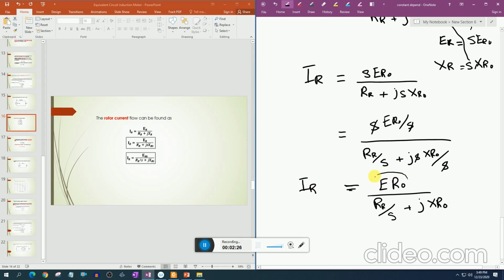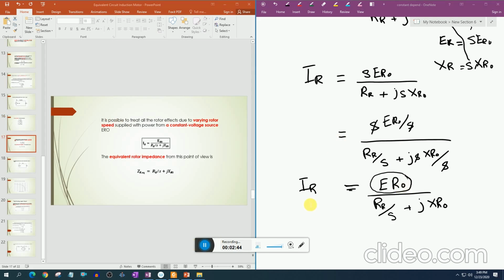through E_R0. As we know, the E_R0 value calculation is easy because it is independent of the slip. So from this point of view, these calculations become easier. In this way, it is possible to treat all the rotor effects due to varying rotor speed supplied with the power from a constant voltage source E_R0. As we have a constant voltage source E_R0, it is possible to use E_R0 for all the calculations.